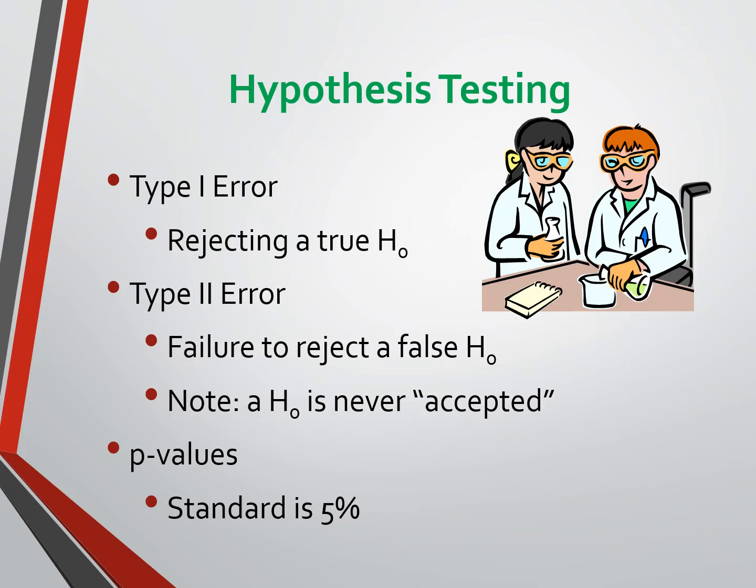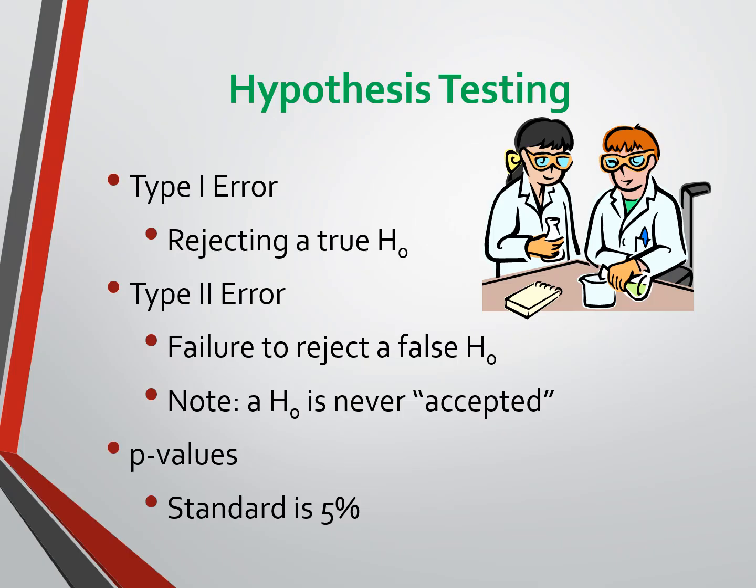When the null hypothesis H0 is true but you reject it, then it is known as type 1 error. When the null hypothesis should be rejected but you fail to reject it, then it is known as type 2 error.